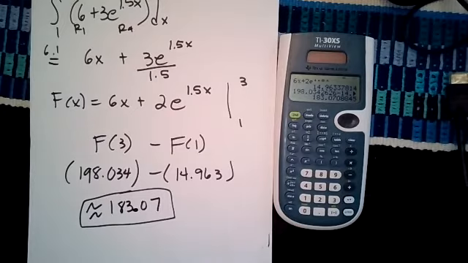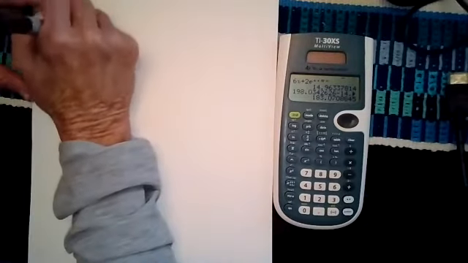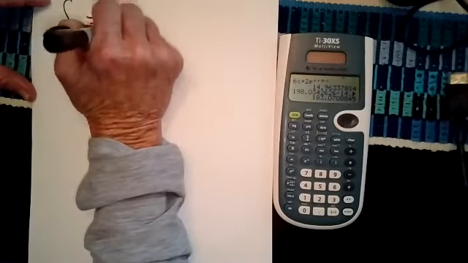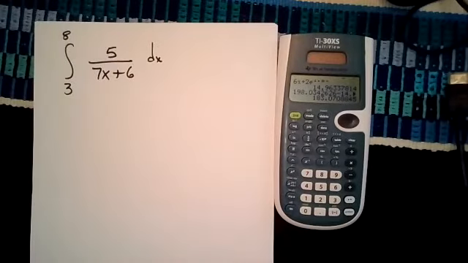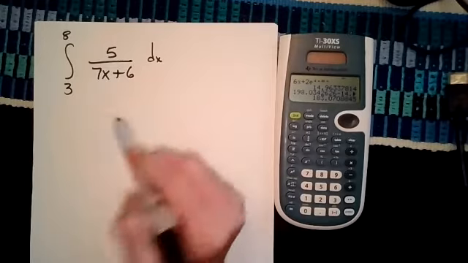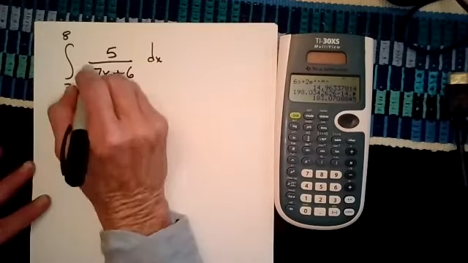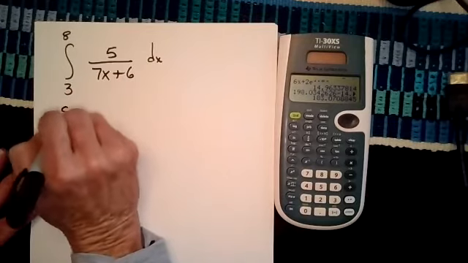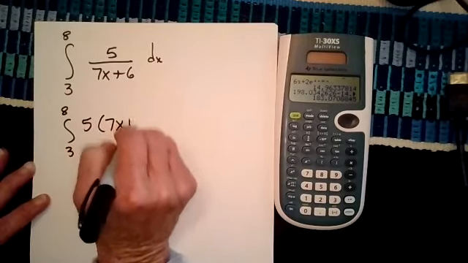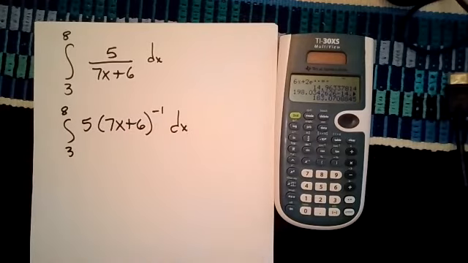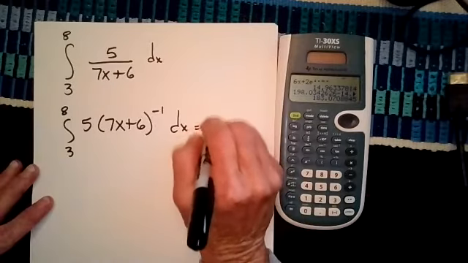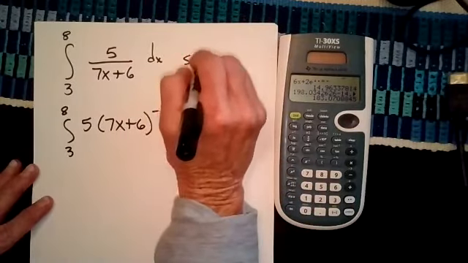Let's do this one. The integral from 3 to 8 of 5 over 7x plus 6. All right, so you have to recognize that this is a u-sub problem, because you can't have an x in the denominator, but when you move that up, it's 5 times (7x plus 6) to the -1. Okay, so you have to move the whole quantity up. So this is a substitution problem. And it doesn't tell you.